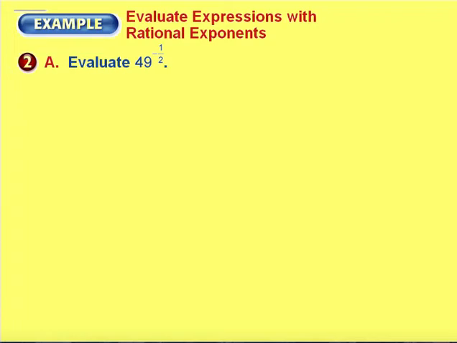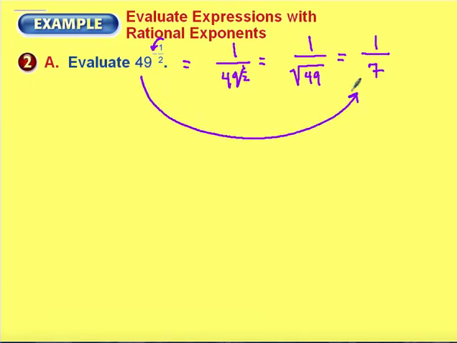This one says evaluate 49 to the -1/2 power. Don't forget that a negative power means that we are dividing by that power instead of raising it by multiplication. Simply, this is going to be 1 divided by 49 to the 1/2 power. Or I can make this 1 divided by the square root of 49. That can be square rooted as 1/7. So you can see that we can simplify 49 to the negative 1/2 power as simply 1/7.